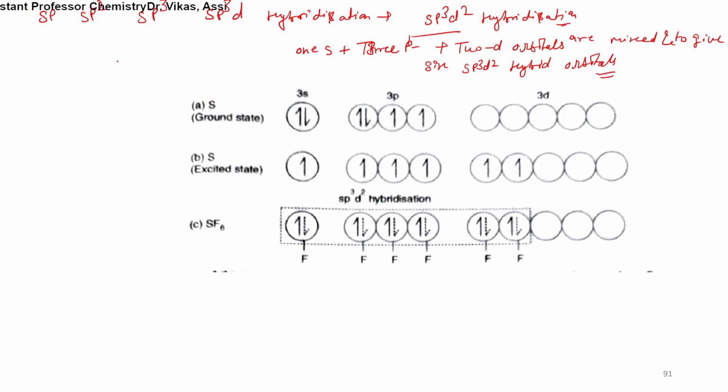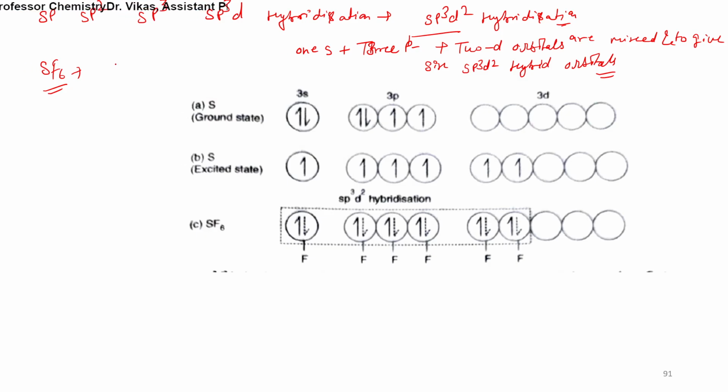In the case of the sp3d2 hybridization, we discuss the example of SF6. SF6 is made of sulfur and fluorine.